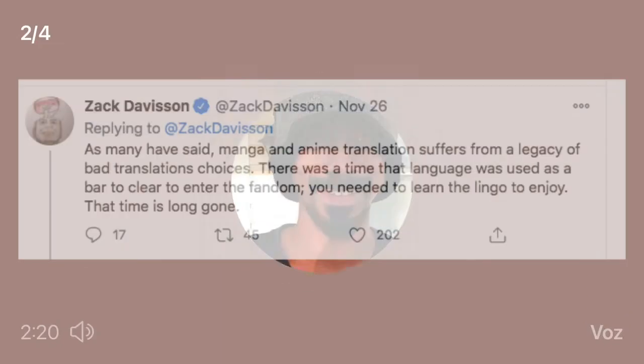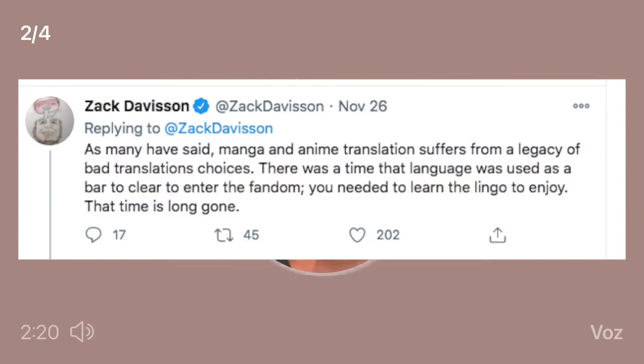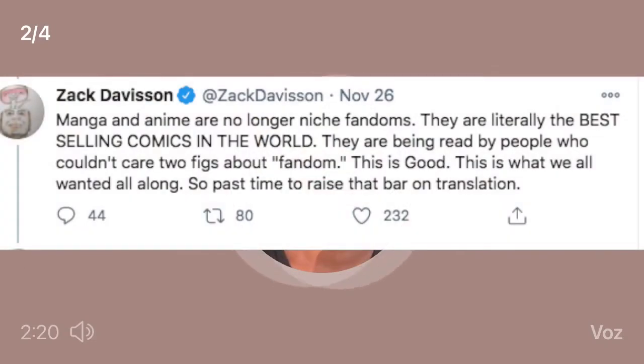So let's continue on. As many have said, manga and anime translation suffers from a legacy of bad translation choices. There was a time that language was used as a bar to enter into the fandom. You need to learn the lingua to enjoy. That time is long gone. Manga and anime are no longer niche fandoms. They're literally the best-selling comics in the world. They are being read by people who couldn't give two figs about fandom. This is good. This is what we all wanted all along. So past time to raise that bar on translation.